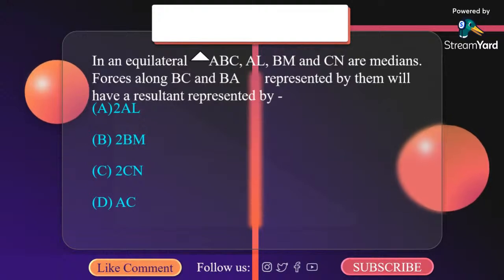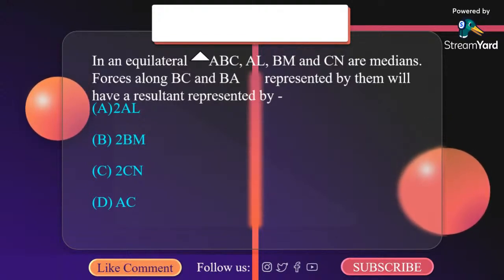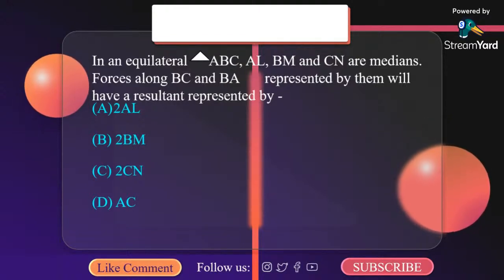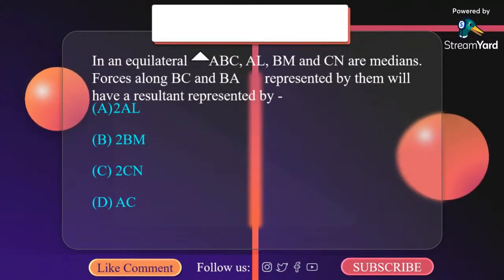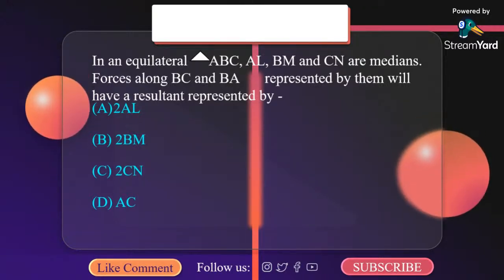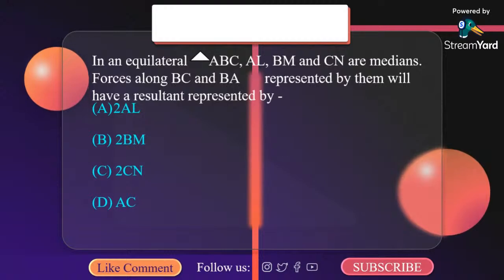In equilateral triangle ABC, AL, BM and CN are medians. Forces along BC and BA represented by them will have a resultant represented by A 2AL, B 2BM, C 2CN, D AC. It is 2BM.